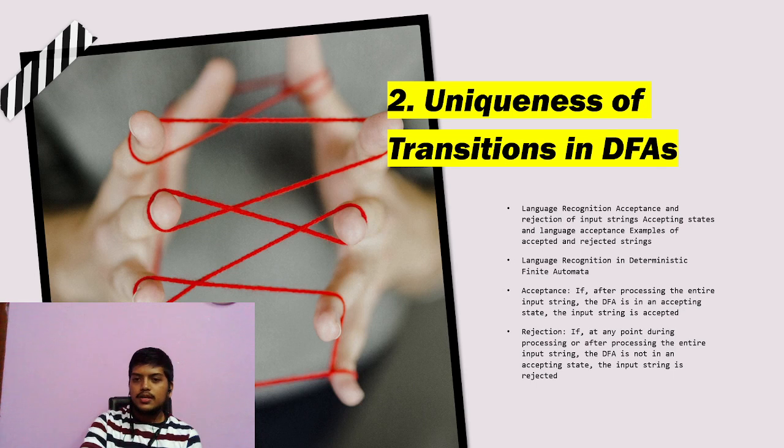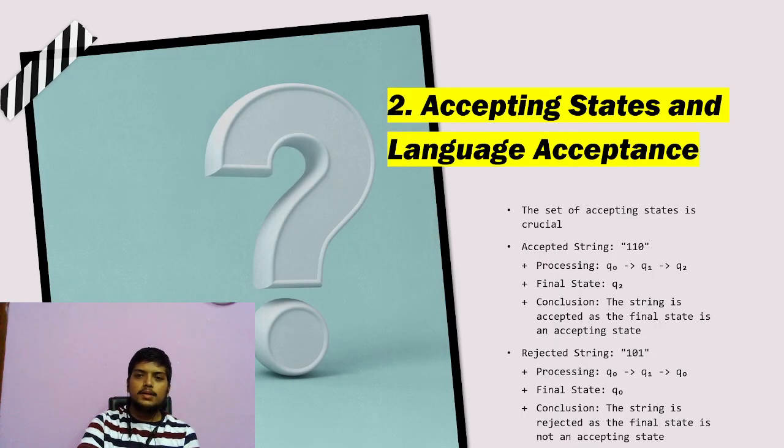Language recognition in a DFA. Acceptance: after processing the entire input string, if the DFA is in an accepting state, the input string is accepted. Rejection: if at any point during processing, or after processing the entire input string, the DFA is not in an accepting state, the input string is rejected. Accepting states and language acceptance: the set of accepting states is crucial.